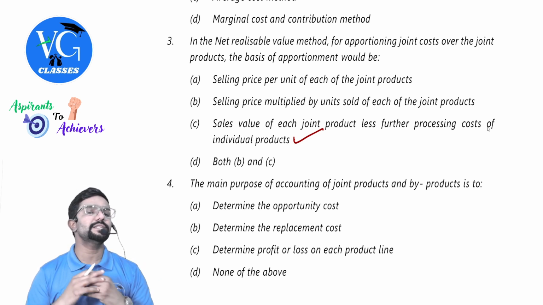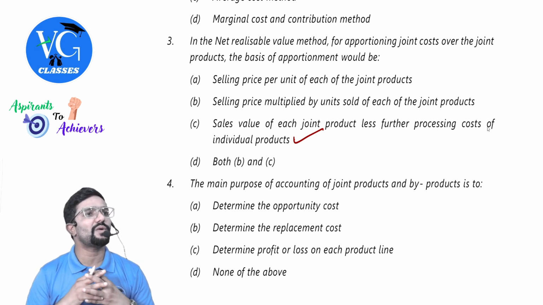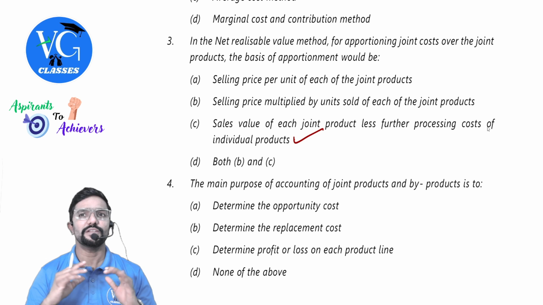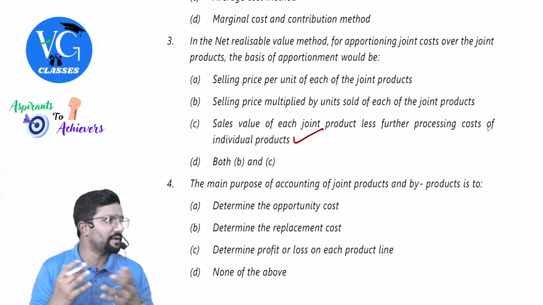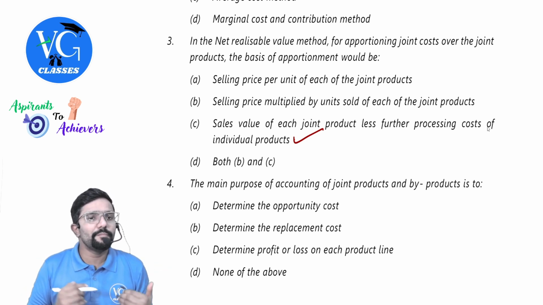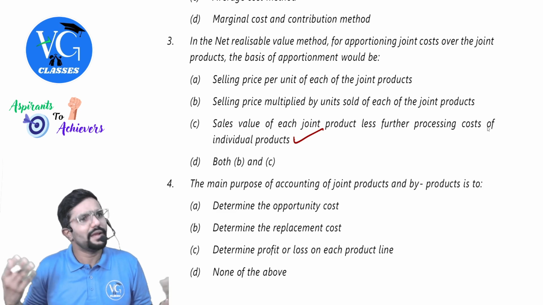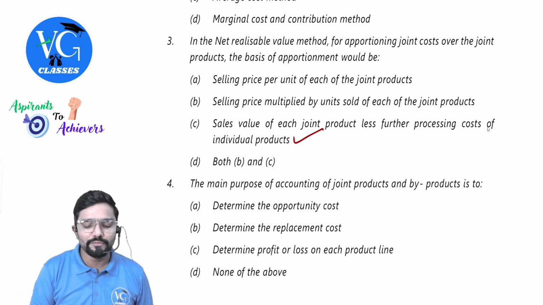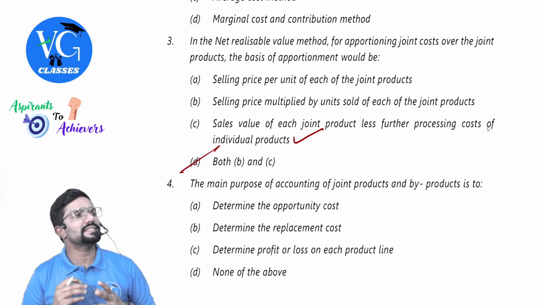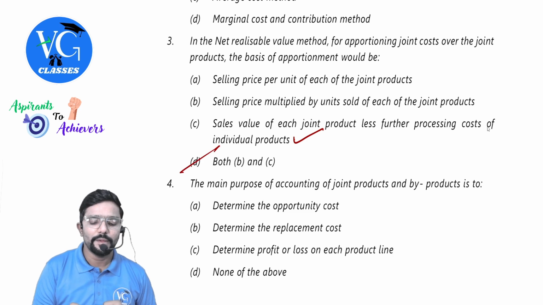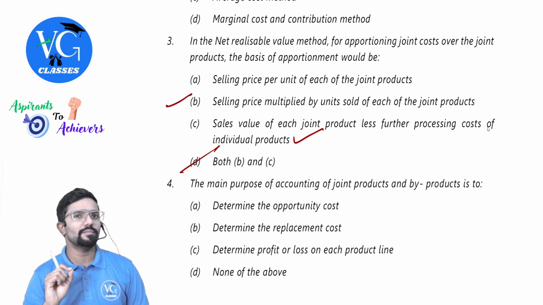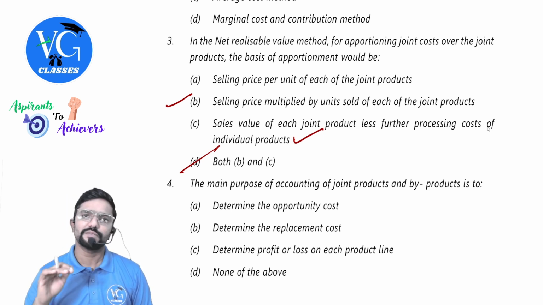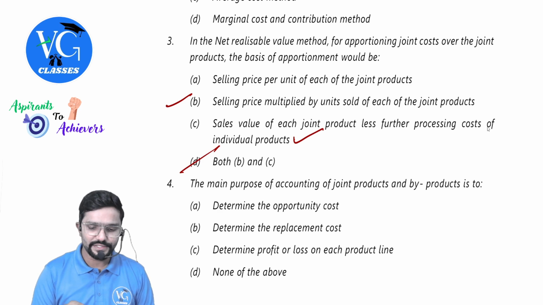But if by chance there is no further processing cost, then what should we take, sir? Straight away sale value. That is only the second option, second priority. Clear? If you have given me B and C and asked me to choose any one, I will obviously choose C. But as per the suggested answers, they have given both, B as well as C, guys. But please be careful. B will come only if there is no further processing cost. If there is further processing cost, we should always reduce it, guys.